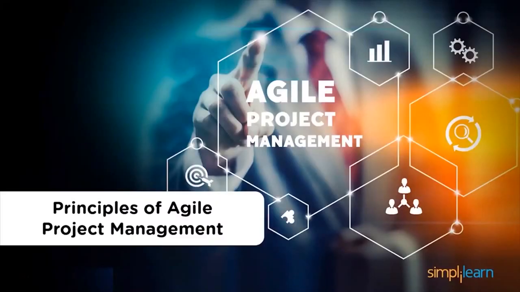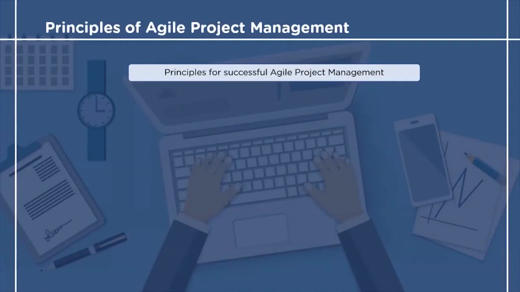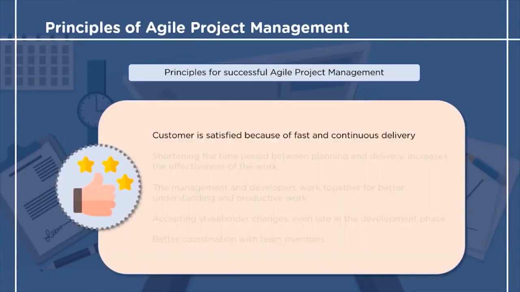Now we shall check the principles of Agile project management. There are 10 principles for successful Agile project management. The first principle is the satisfaction of the customer by delivering the project fast and with the least number of errors.